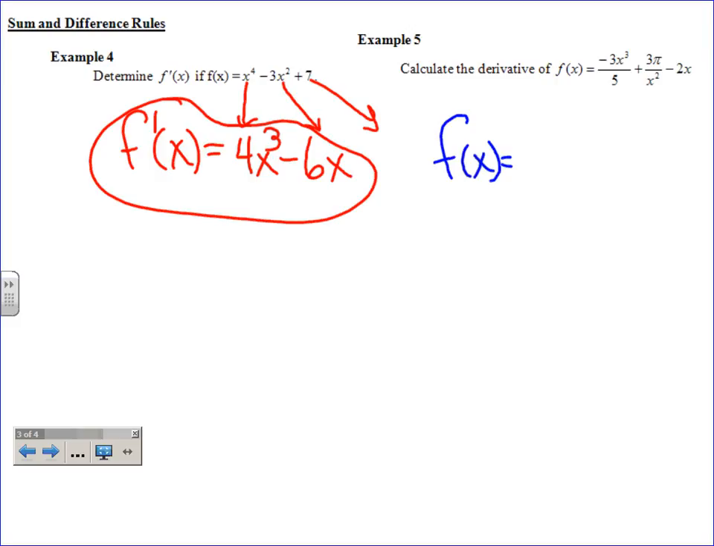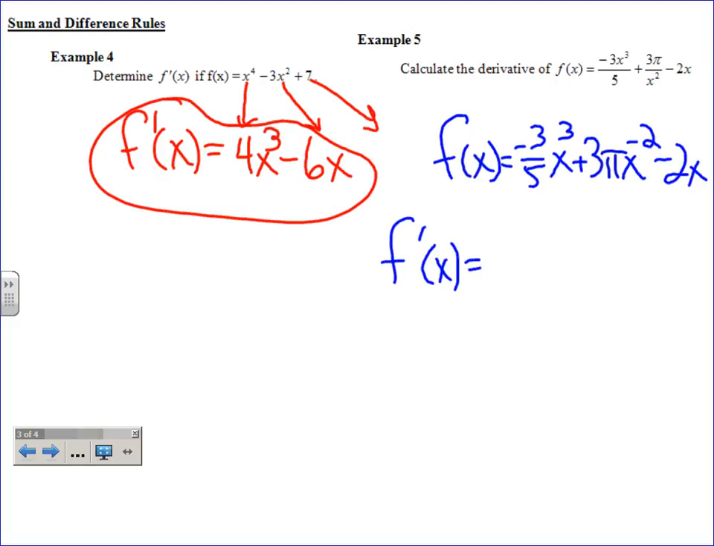I'm just rewriting it. I would like to take a look at this first term like that. It's the same thing. -3 x to the 3rd. This next one I would rewrite as plus 3 pi x to the -2, and then minus 2x. So I'd start by doing that, and then you can go back and take the derivative. So now you'll know I'm taking the derivative because there's a prime there. Again, this is some solution to a limit problem that deals with the slope.